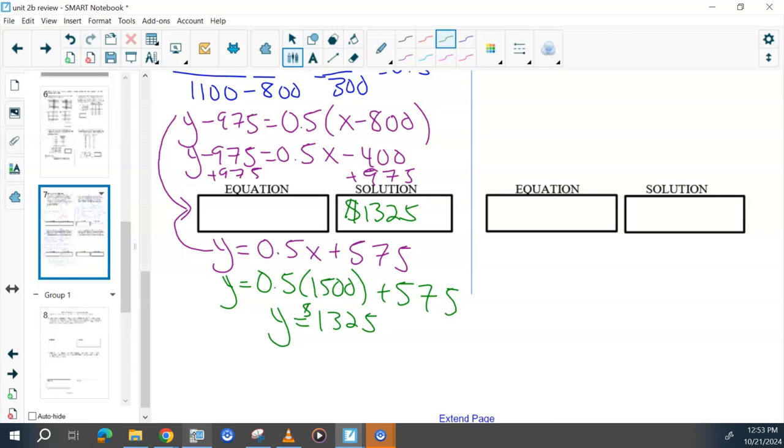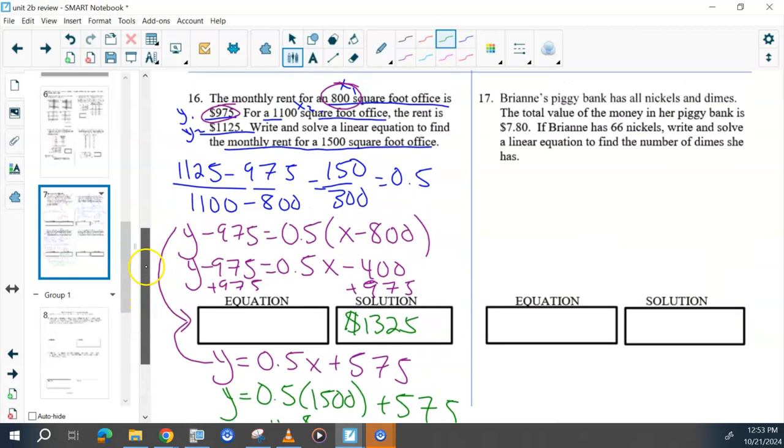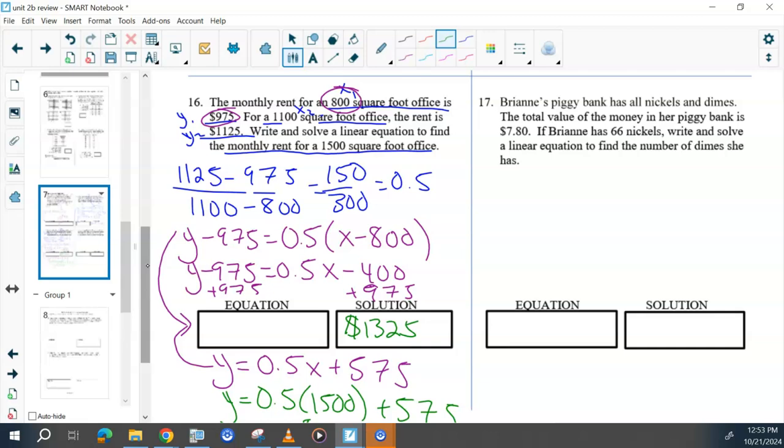Okay. And we're going to do this last one, where everything else ended up in a y equals mx plus b format. This one does not. So Brienne's piggy bank has all nickels and dimes. The total value of the money in her piggy bank is $7.80. If Brienne has 66 nickels, write and solve a linear equation to find the number of dimes she has. So it doesn't give you the value of whatever you're dealing with. You have to know those.